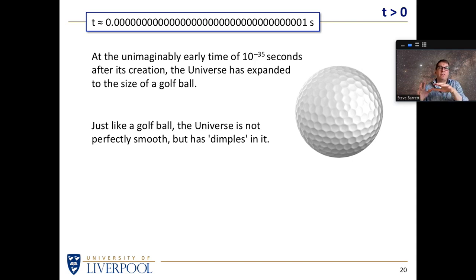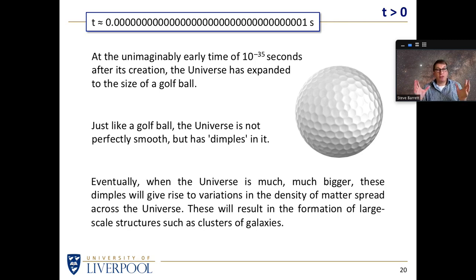The universe wasn't perfectly uniform in this very early time period. There were small differences in the density and the temperature across the universe. So let's just call those dimples rather than refer to them as microscopic, tiny variations in density and temperature. Eventually, when the universe is a lot bigger, these small variations, these small dimples, will give rise to the variations in density that produce the galaxies, the clusters and individual galaxies, and ultimately the stars in the universe. But that's a long way in the future, of course.